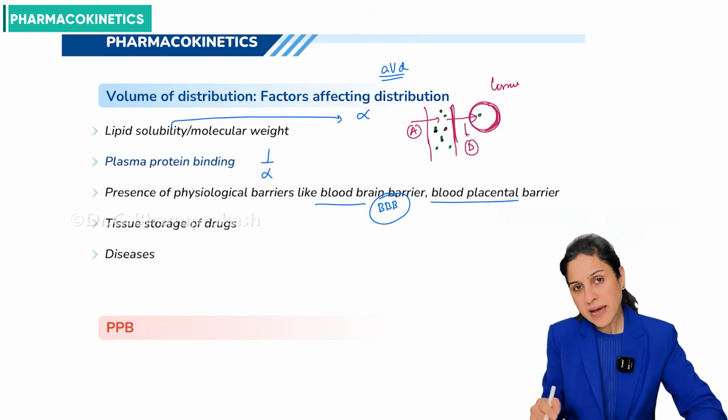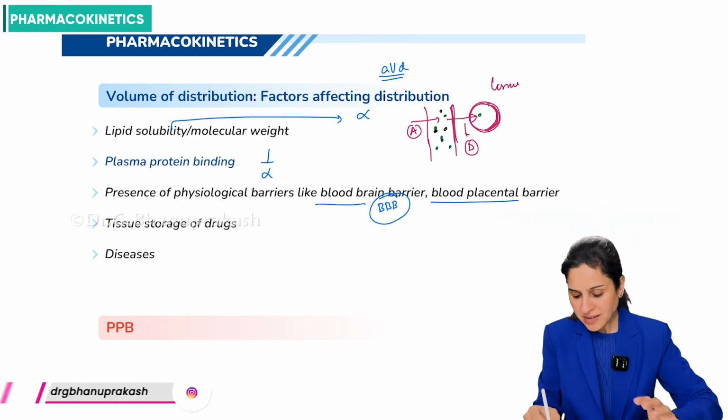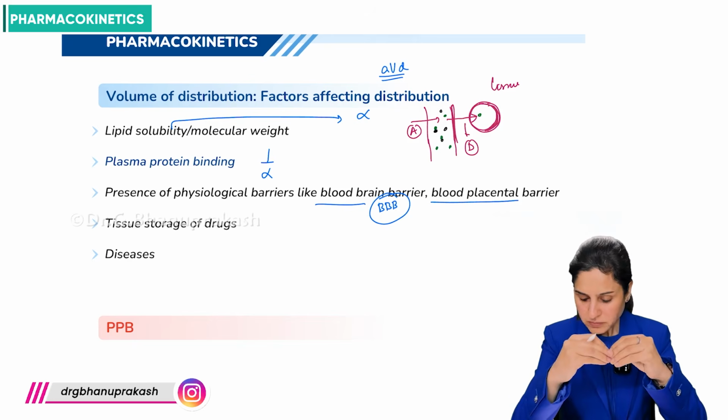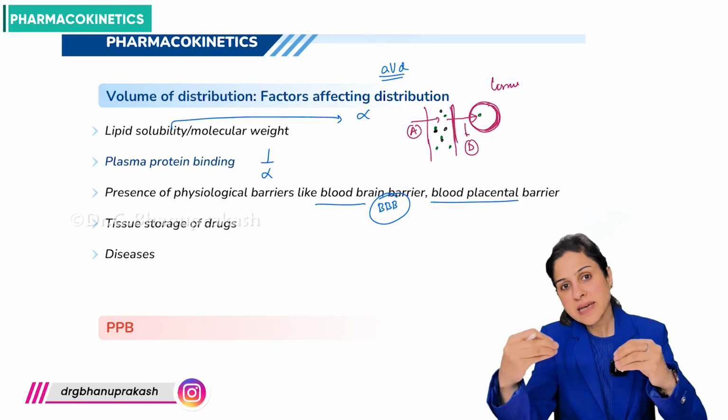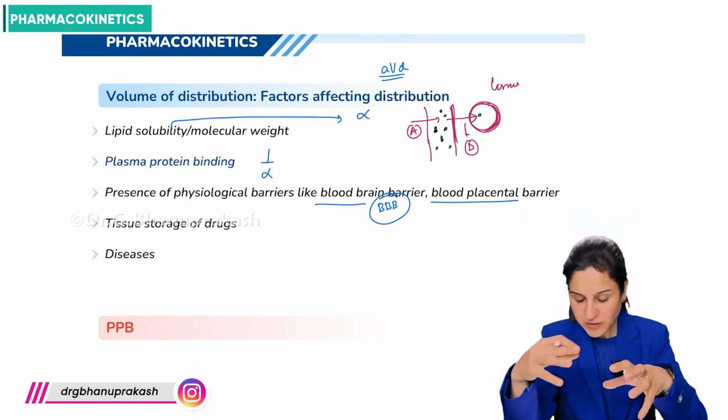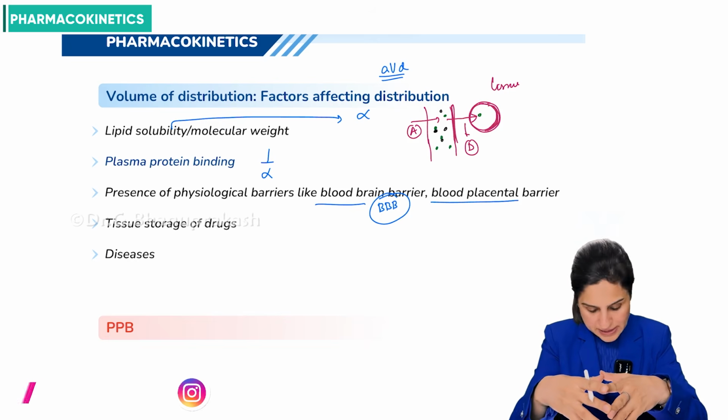While the blood-placental barrier, meaning from the mother to the fetus, is not a very stringent or tight barrier. So many drugs can pass from the mother to the fetus. Therefore, we restrict the use of drugs during pregnancy.